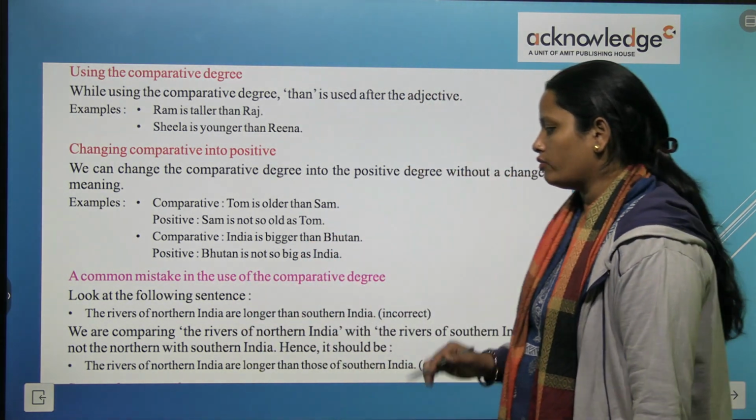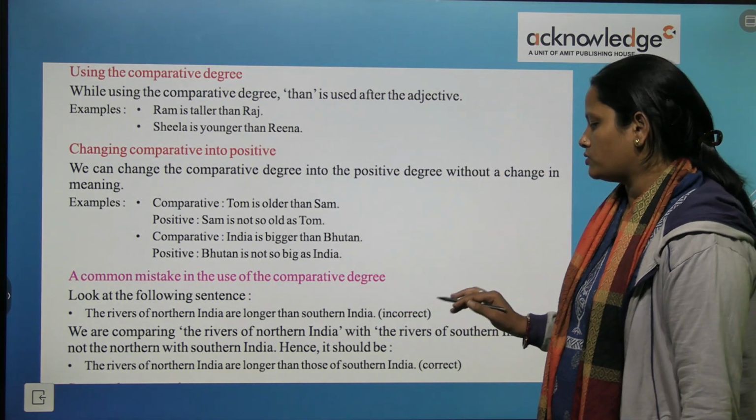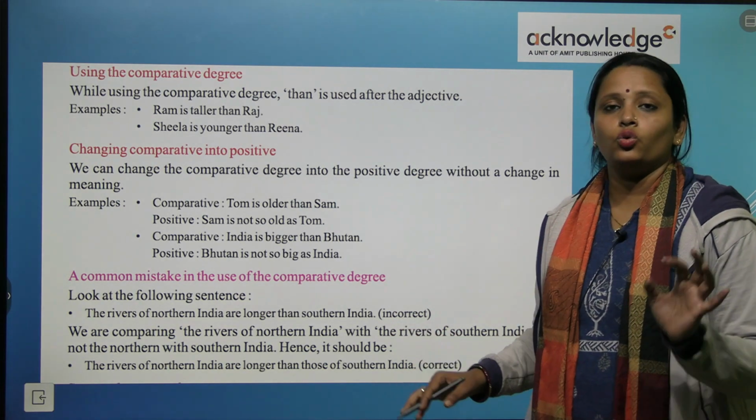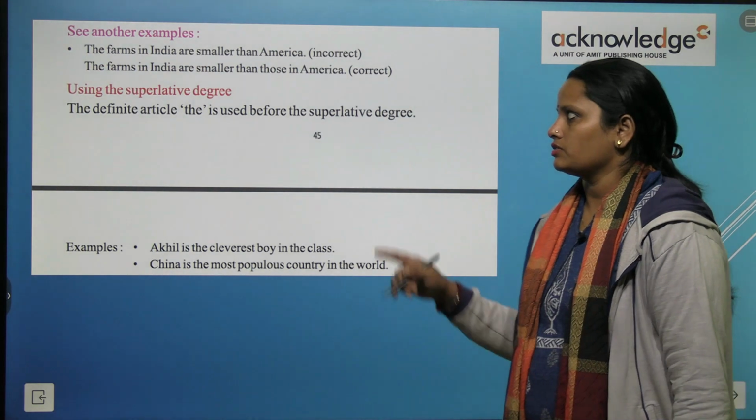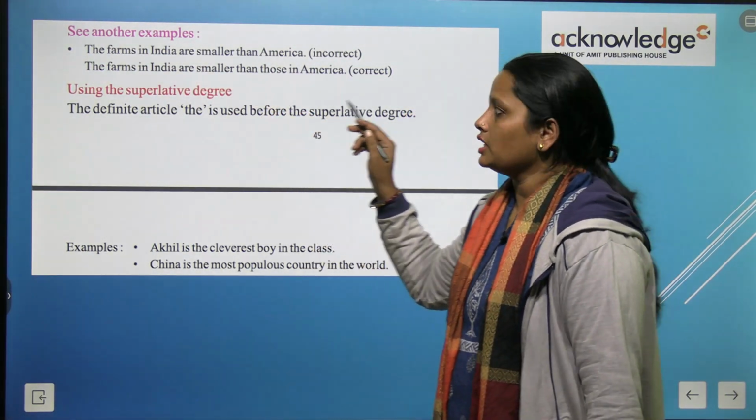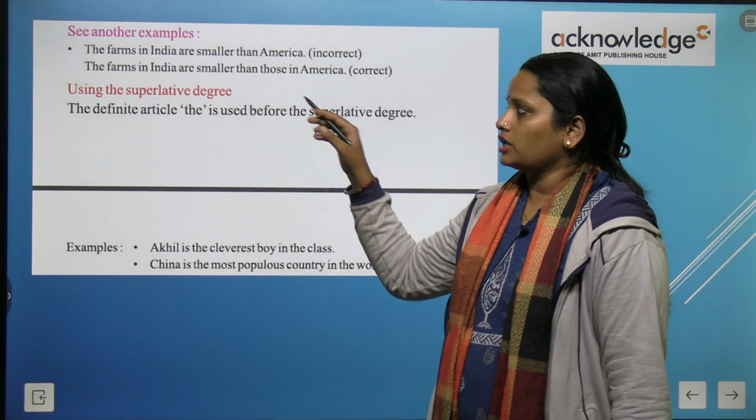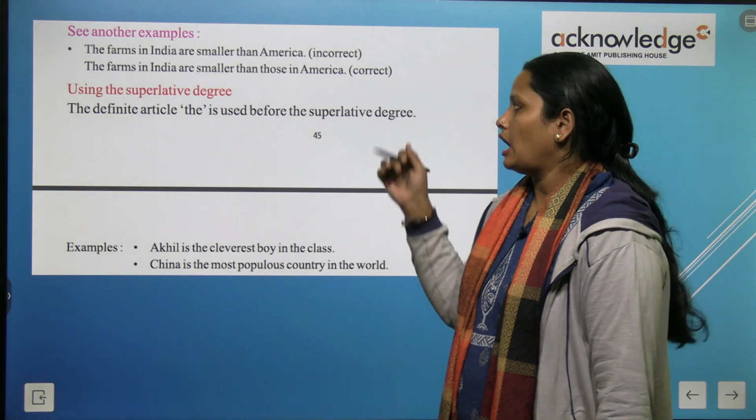The rivers of northern India are longer than those of southern India. So in place of southern India, what will we write? Those of southern India. So this one is correct. Now see another example. The farms in India are smaller than America. So here the correct sentence is: the farms in India are smaller than those in America.